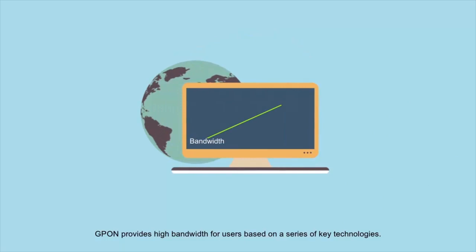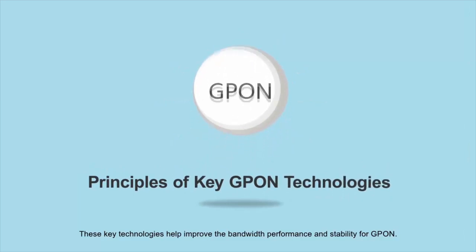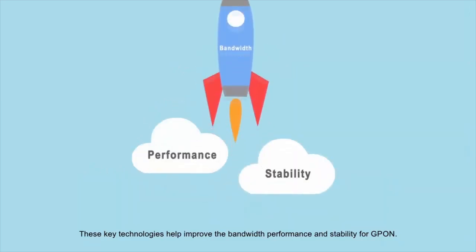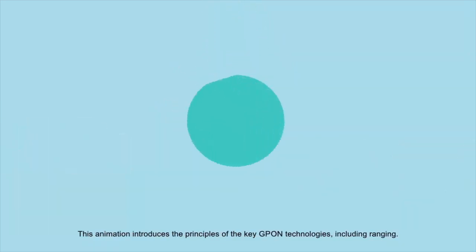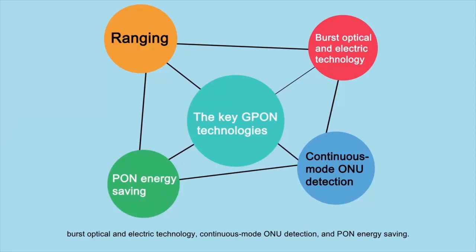GPON provides high bandwidth for users based on a series of key technologies. These key technologies help improve the bandwidth performance and stability for GPON. This animation introduces the principles of the key GPON technologies, including ranging, burst optical and electric technology, continuous mode ONU detection, and PON energy saving.